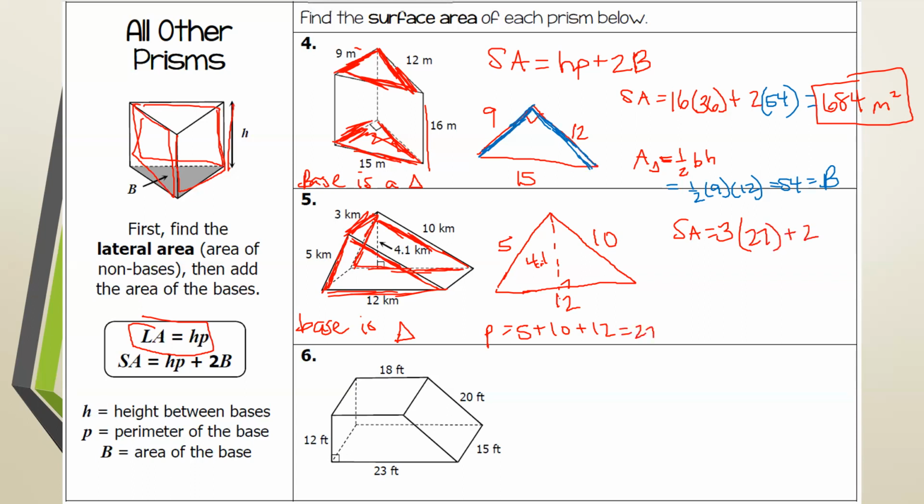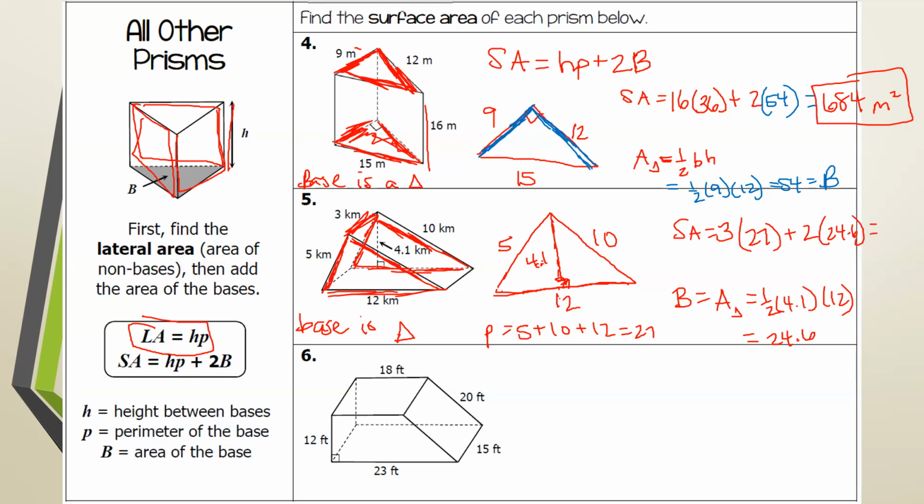Plus 2 times the area of the base. The area of the base, well, that's the area of that triangle. 1/2 times the base times the height of the triangle. So look for your perpendicularness, your right angle. Here it is. Your height is 4.1, and it's perpendicular to 12. So the area of the triangle, which is the area of your base, ends up being 24.6. So that's what's going to go here in our formula.